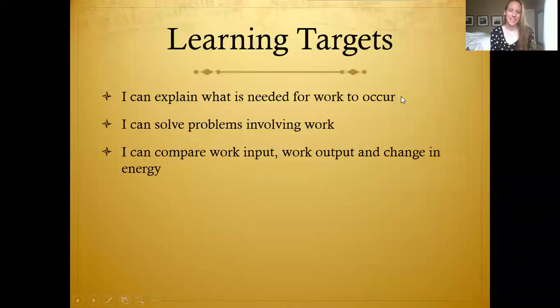So for this lesson, we're going to go over what different requirements need to be met in order to say that work is happening. And then we're going to do some problems involving work. Lastly, we're going to define things like work input, work output, and change in energy.